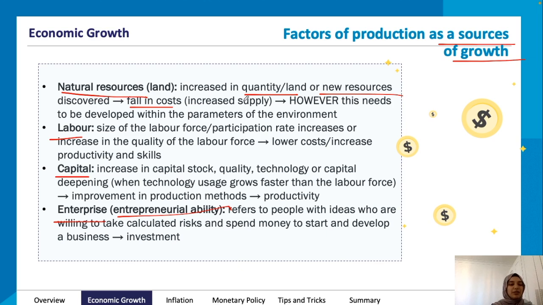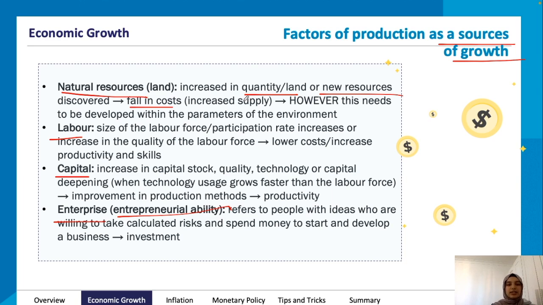Labour. So if the size of the labour force or the participation rate increases, or there is an increase in the quantity or quality of the labour force, it's either quantity or quality of the labour force increasing. So lower costs, increased productivity and skills, right? Those are things that we can get out of the labour component.